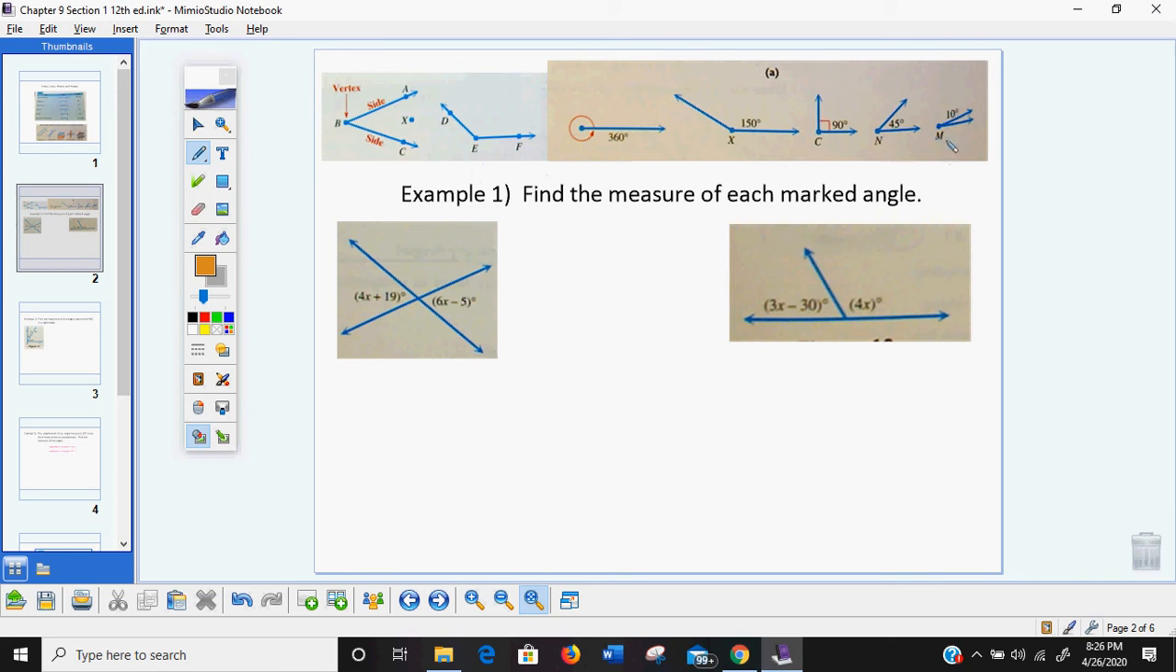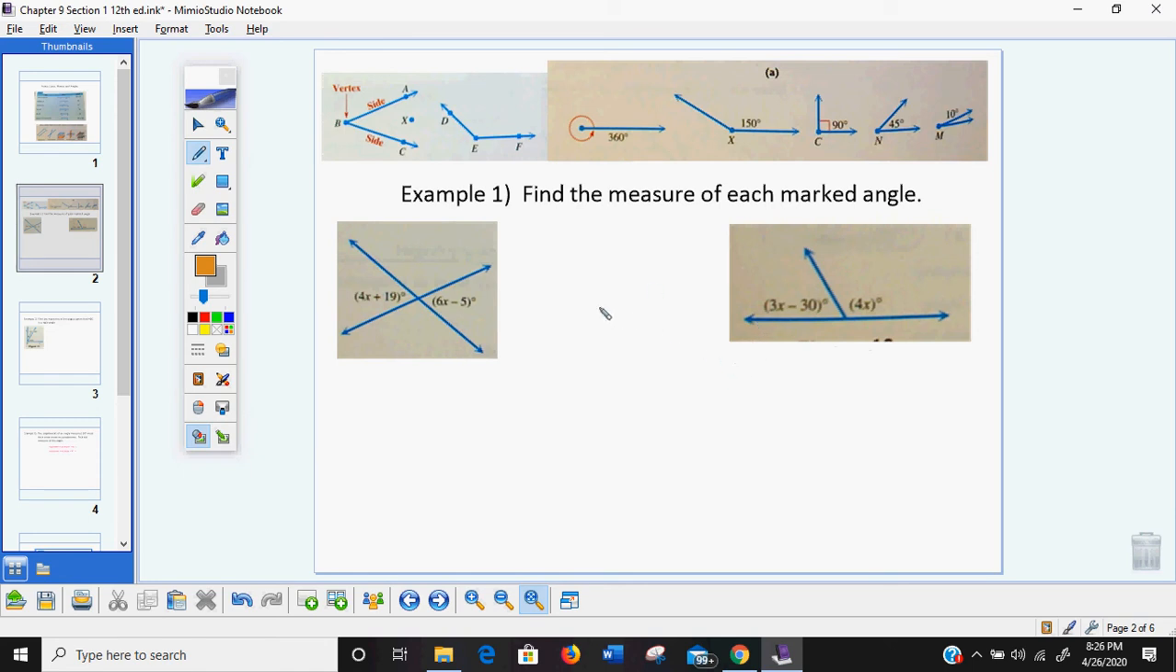Let's start on the right-hand side for these. This would be 10 degrees. N is 45 degrees. If they are less than 90, they're called acute. C is a 90-degree angle. That's considered a right angle. X is a 150-degree angle. Notice it's bigger than 90, so that's called obtuse. And a 360-degree angle would go all the way around a circle. The one they left out was a 180-degree angle. That's a straight line, and we're going to use that in example 1.